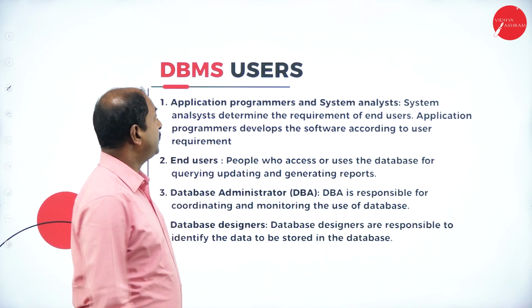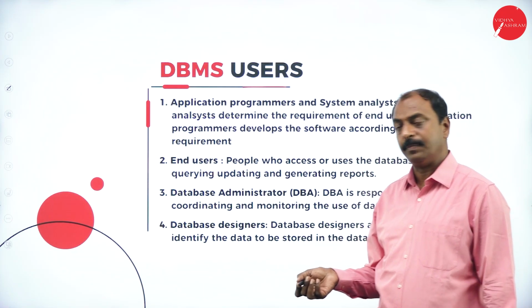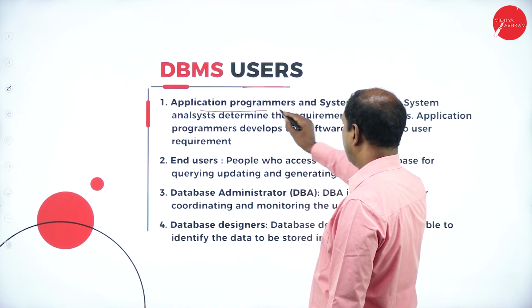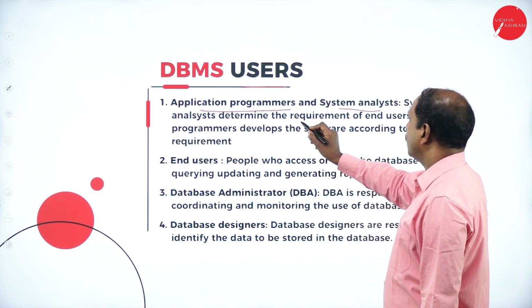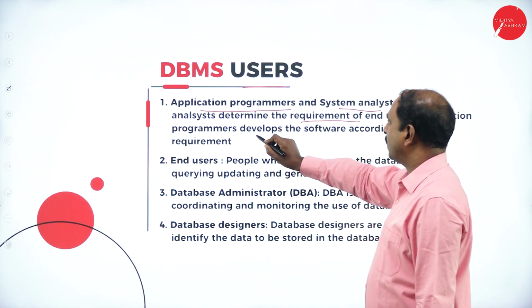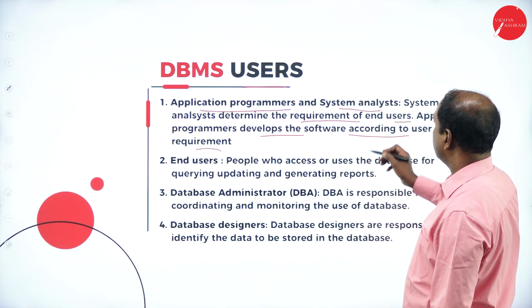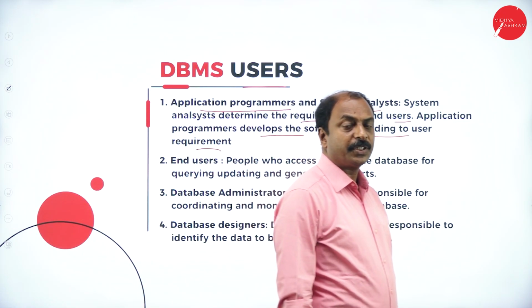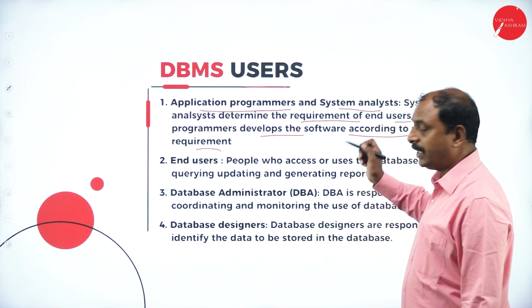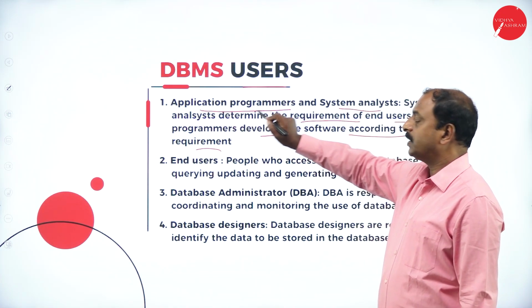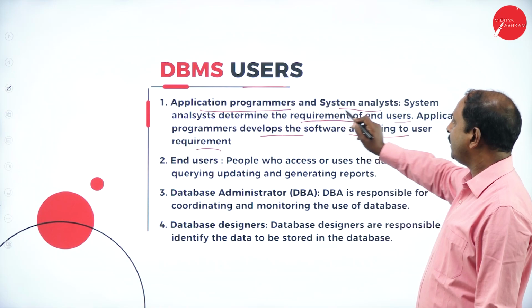Next one is database users. What is the meaning of this, and who are all using this database software or DBMS? The first one is the application programmer and system analyst. The system analyst determines the requirements of end users, and the application programmer develops the software according to the user requirement. This is the first stage here, and accordingly the system analyst will collect the information about the clients' or users' requirements to develop any software or any database. Based on this data given by the system analyst, the application programmer develops a database for the users. That is one type of user: the application programmer and system analyst.